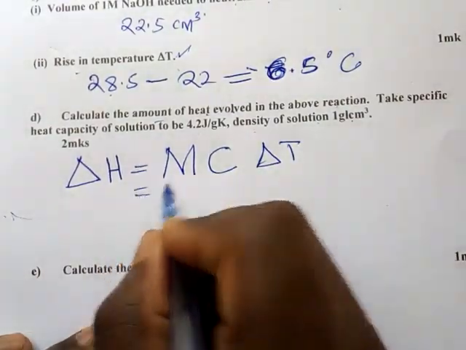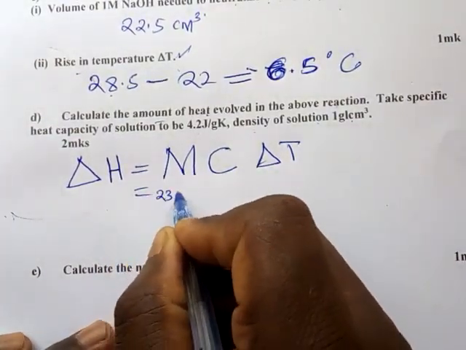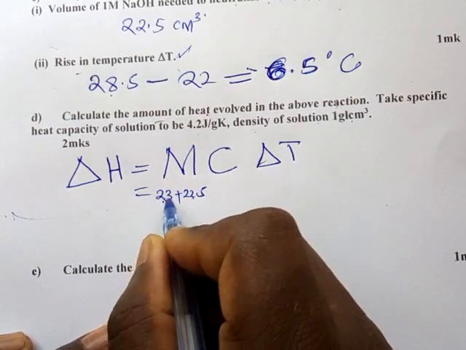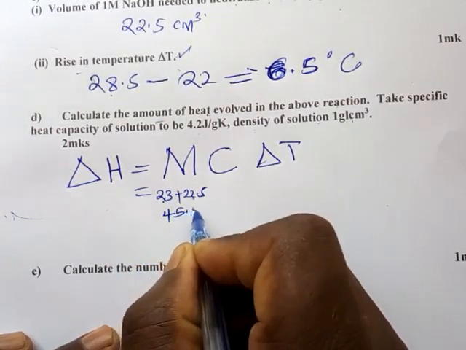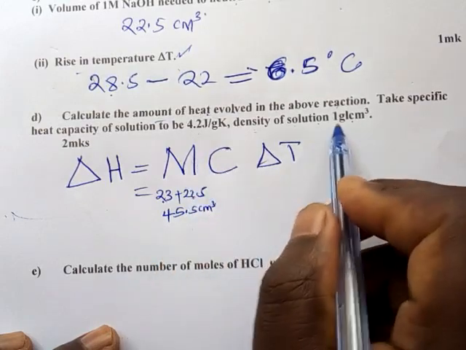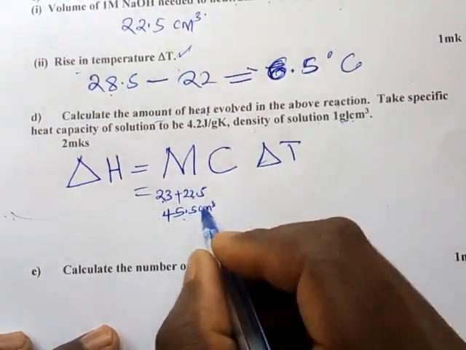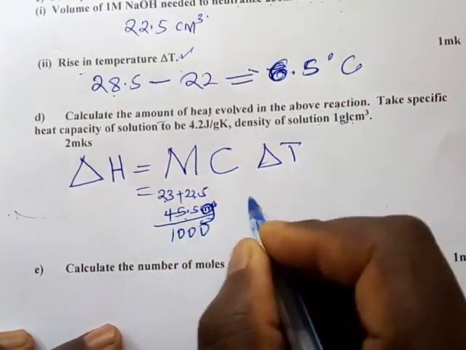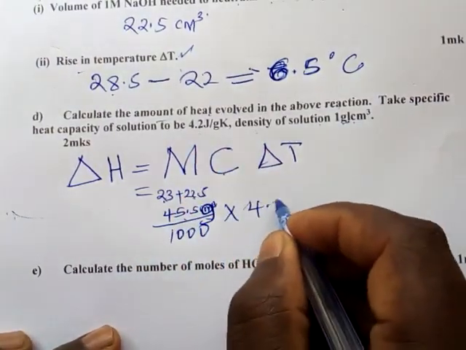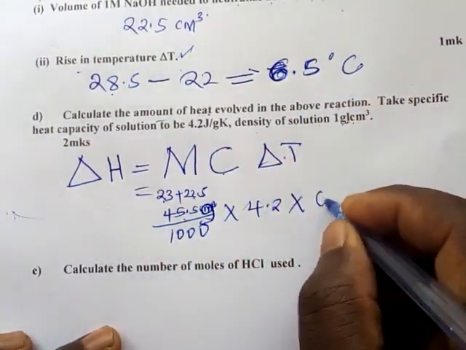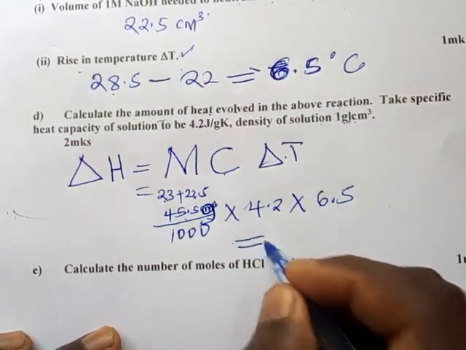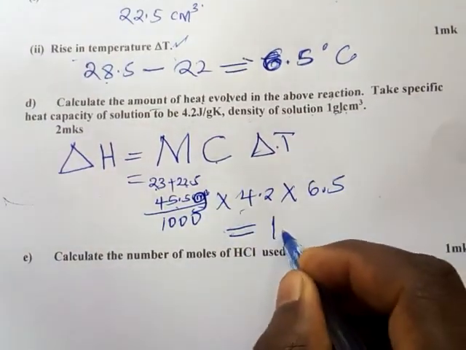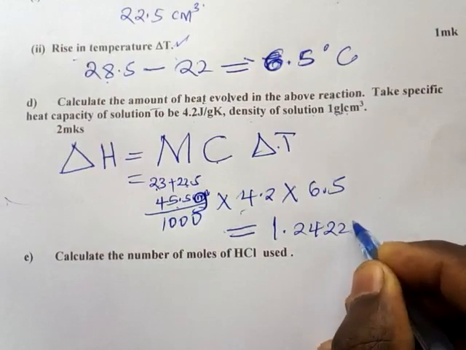We know that. Mass of the volume was 23 plus 22.5. This is for the sodium hydroxide, this is HCl. So the total volume is 45.5 centimeters cube. Because we have been given the density here, the mass is going to remain 45.5 grams. So we divide by 1,000 to change these grams into kilograms. Specific heat capacity we have been given 4.2 times temperature change is 6.5. So you use your calculator. This one will give us 1.2422 kilojoules.